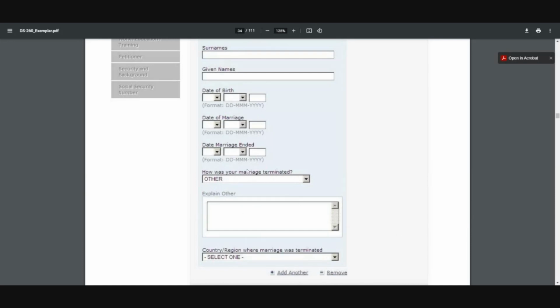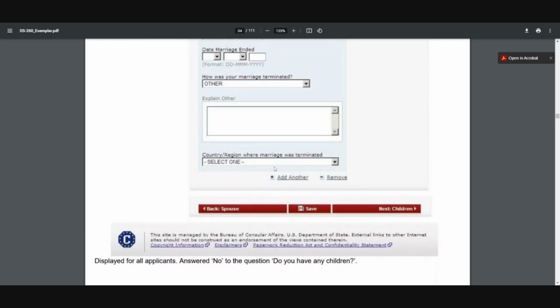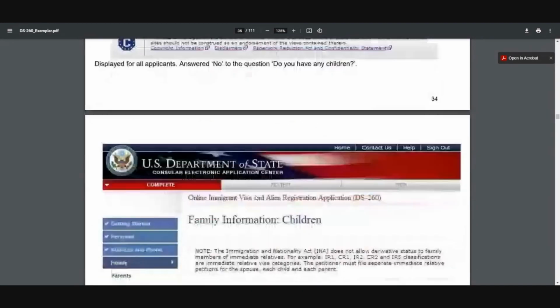If your marriage was not terminated in court, explain there. They have a place for you to explain. And the country where it was terminated, you explain over there.